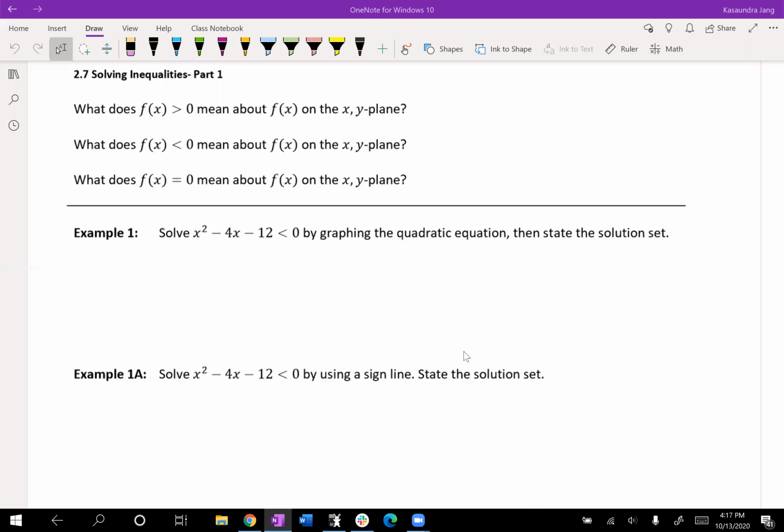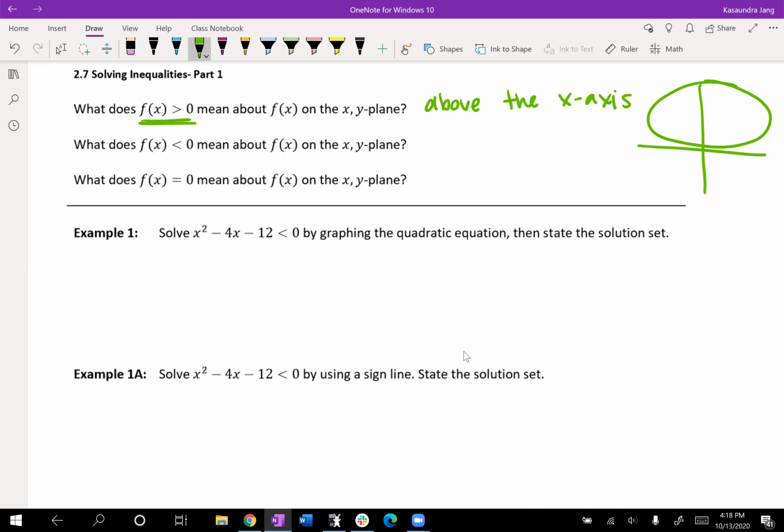So let's talk about these inequalities where f of x is greater than 0, which means your f of x are like y values. So if you're greater than 0, you are above the x-axis. Okay, here's where my y values or my f of x are greater than 0.